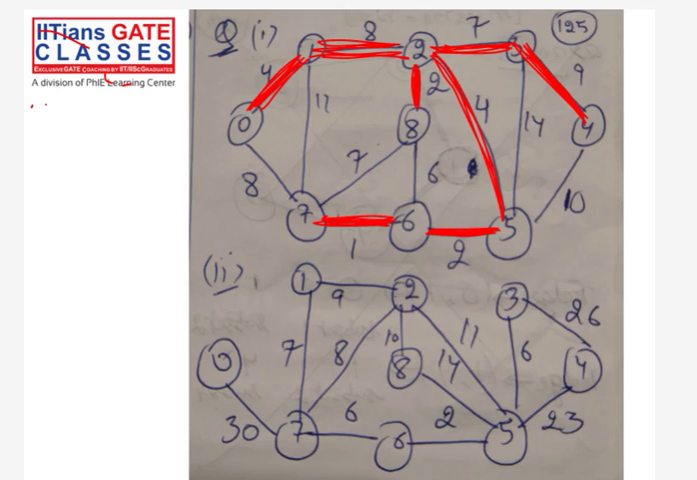Now is there any edge left? Let's count. 1, 2, 3, 4, 5, 6, 7, 8, 9 vertices are there, so I should have 8 edges. 1, 2, 3, 4, 5, 6, 7, 8. Yes, I have 8 edges. So this is the MST. Everyone, is this clear? I'm not drawing the MST, it'll take a lot of time. Is this clear to everyone? Yes or no? The first one.